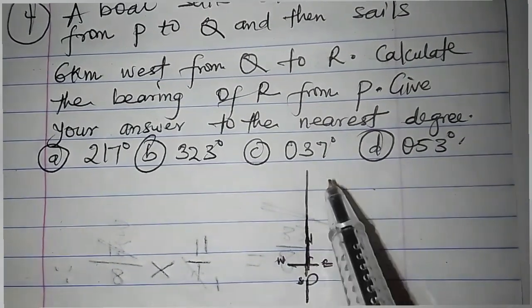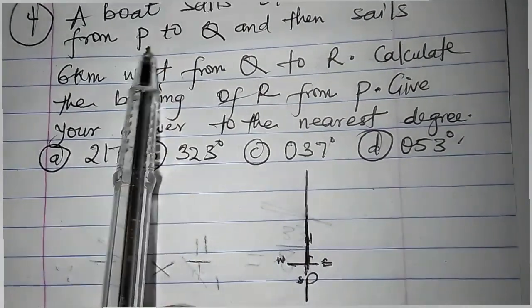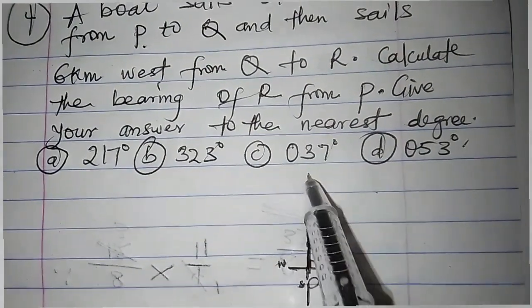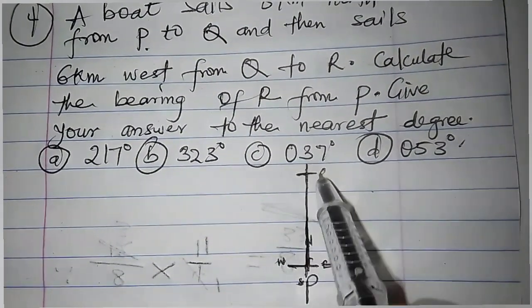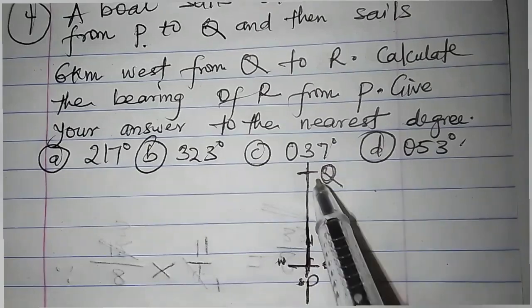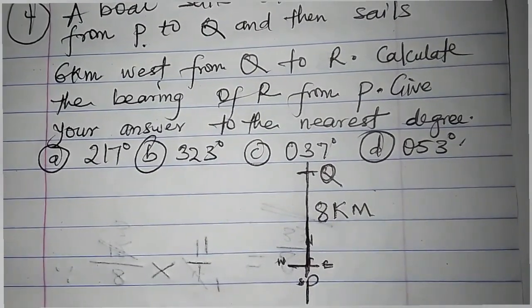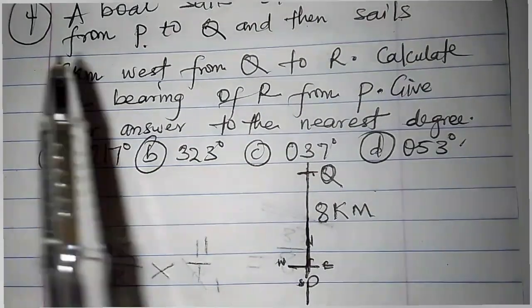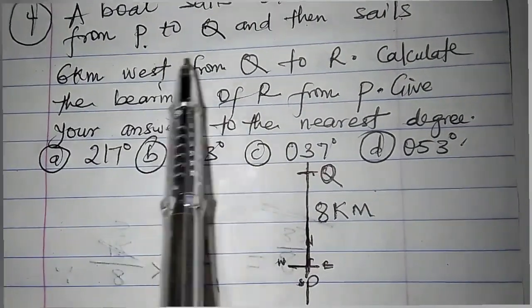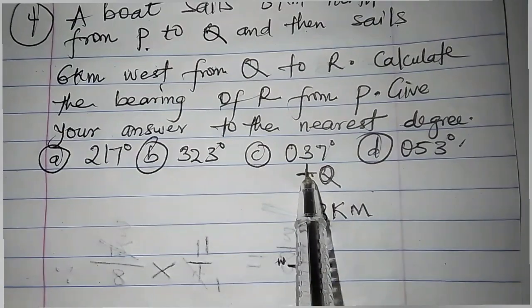Let's say this is 8 kilometers. Then from P to Q, that is this point now is what? Q. The boat moves from P to Q, 8 kilometers. Alright. And then sails 6 kilometers west from Q. The boat is here now.